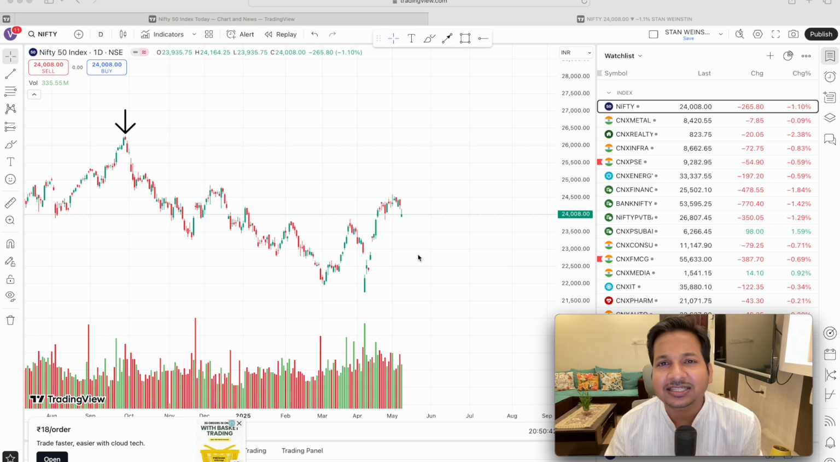For that, there is one easy framework where you use an indicator called relative strength. I am going to explain that complete model.